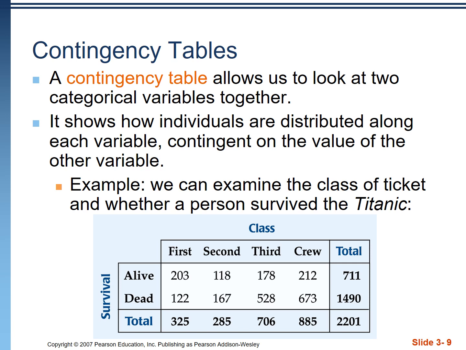If we want to look at data, another option that we have is a contingency table. When we have a contingency table, we're actually looking at two variables at once. So in this contingency table here, we have class across the top, and then on the left side, we have survival, whether the passenger is alive or dead after the sinking of the Titanic. If we look in the crosshairs of this table, we can see, for example, there were 118 people in second class that survived. If we look across the table, we can see there were 711 people who survived. Right below that, 1,490 people who died. There were 706 people in third class.